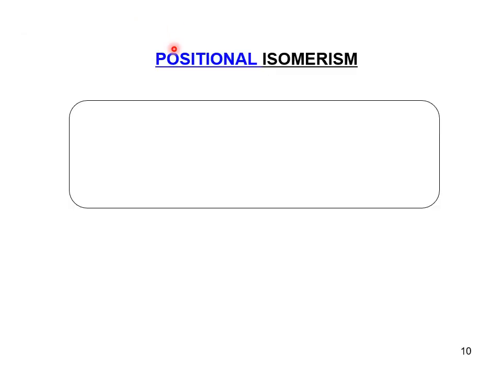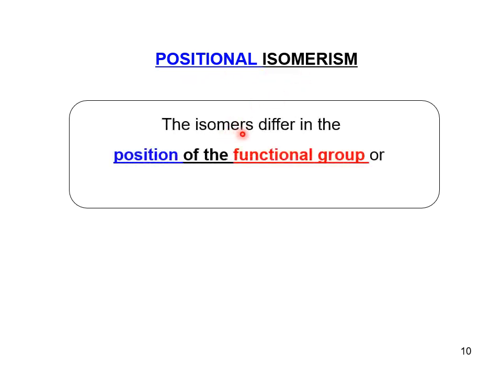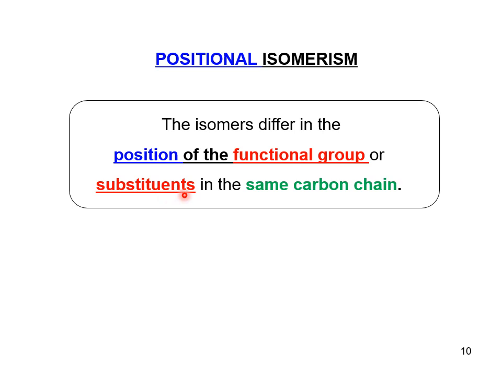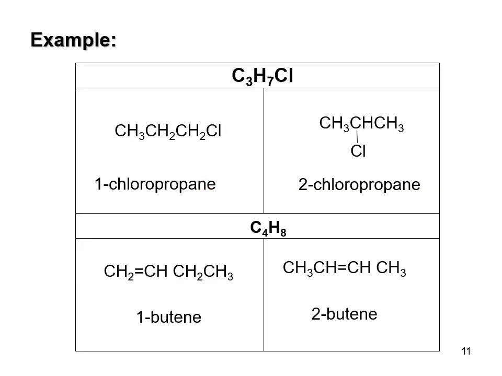The second structural isomer is positional isomer. The isomers differ in the position of the functional group or substituents in the same carbon chain. Take note, this one is the difference in position for the functional group and substituents. Okay, we can try it.